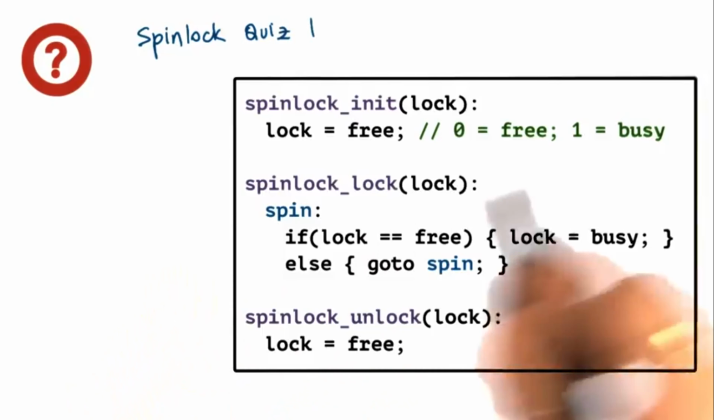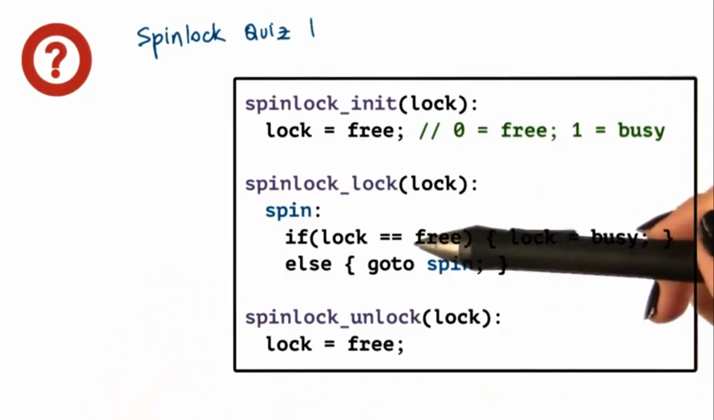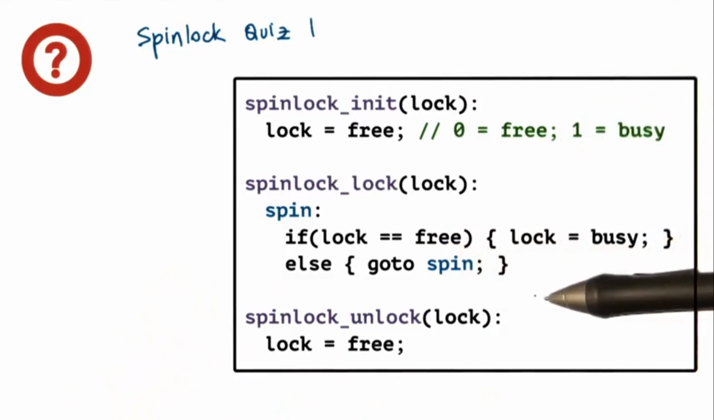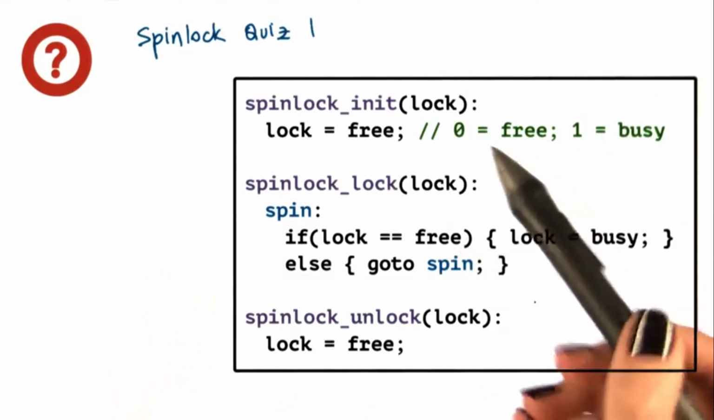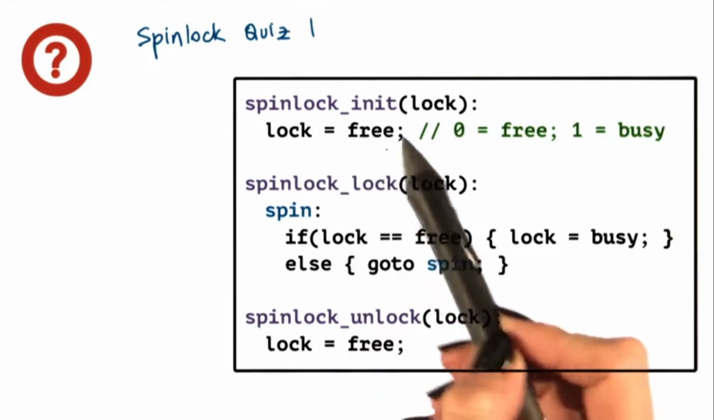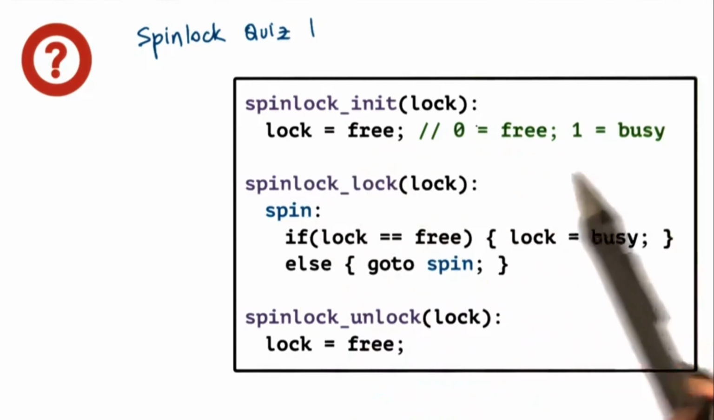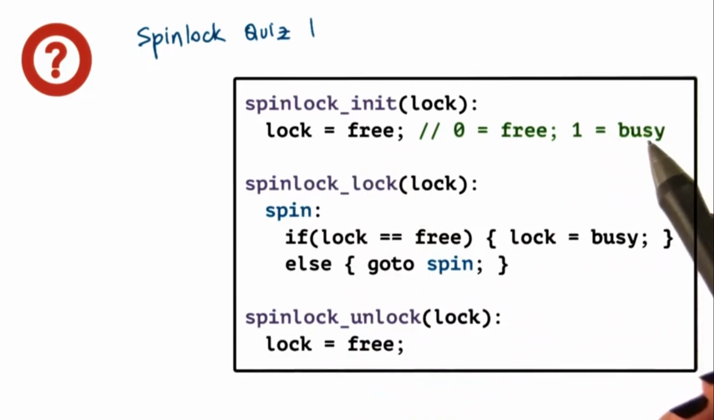As a quiz, let's look at a possible spinlock implementation. Here is a possible pseudocode. To be clear, the lock needs to be initialized as free, and that will be 0, and 1 will indicate that the lock is busy.